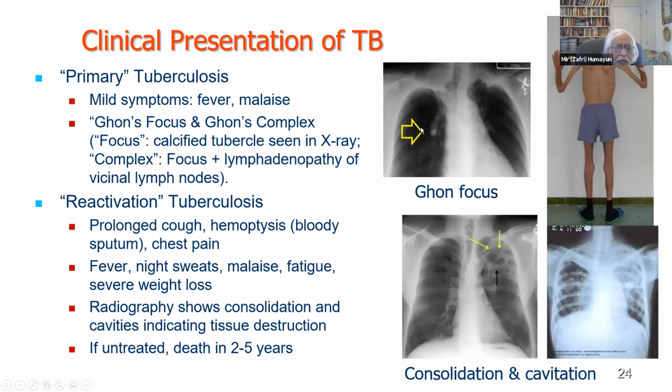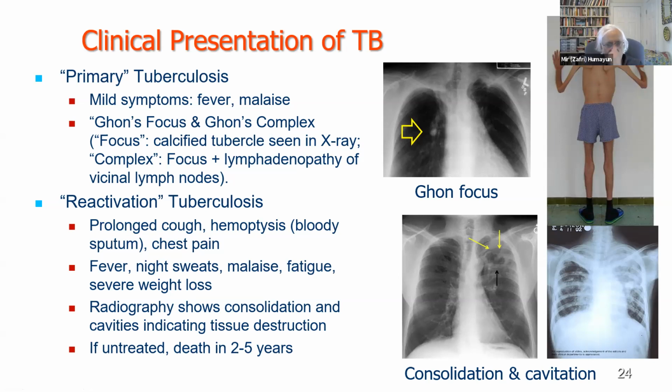Okay. Let's move on to clinical presentation of TB. What do you actually see in the clinic? Primary tuberculosis has mild symptoms, and the clinical presentation is fever and malaise. And a characteristic of primary TB is the presence of the so-called Ghon's focus and Ghon's complex. So what is Ghon's focus and what is Ghon's complex?